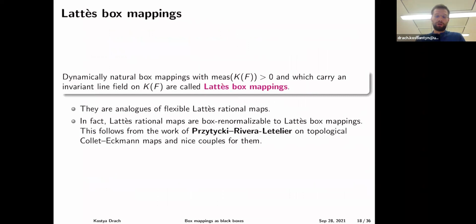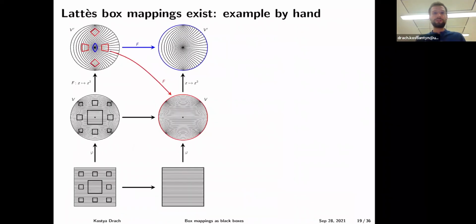In fact, we defined what are called lattice box mappings. These are a class of maps for which these invariant line fields can indeed be constructed. And they do exist, as for instance this beautiful picture shows, but let me again skip this part.